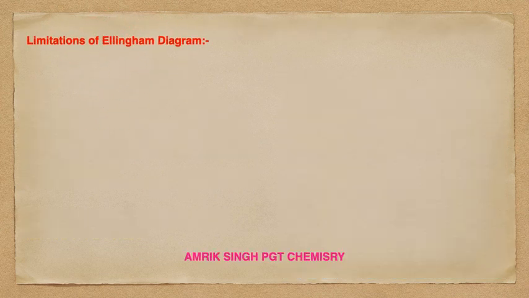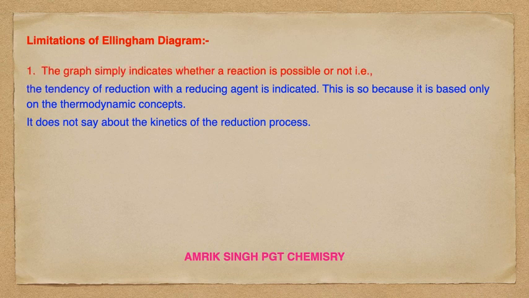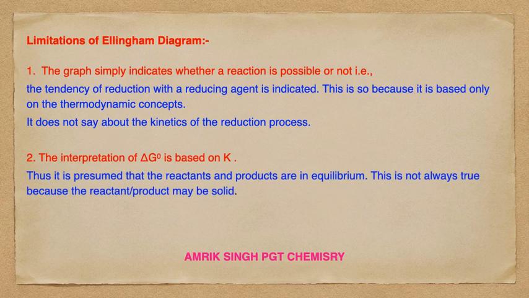Now, limitations of the Ellingham diagram. First, the graph simply indicates whether the reaction is possible or not. It does not give any information about the kinetics of the reaction because it is based on thermodynamic concepts. Second, the interpretation of delta G naught is based on K, the equilibrium constant. It is pre-assumed that the reactants and products are in equilibrium. This is not always true because the reactants and products may be solid.